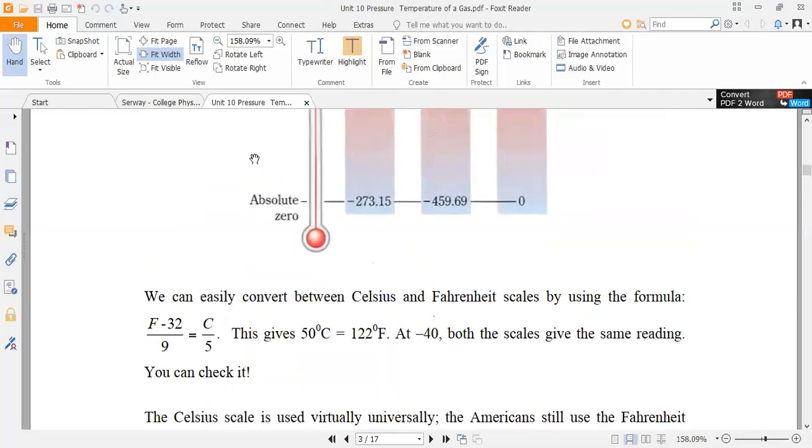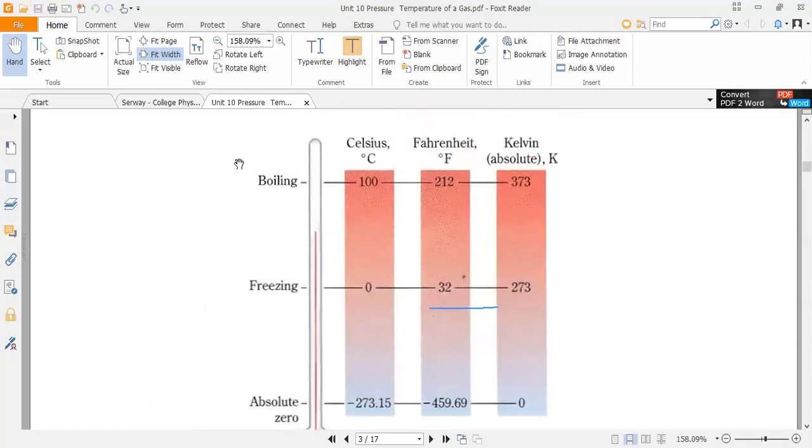Have you ever heard of the word Fahrenheit? No, I have never heard of it. Yes, so this is the word Fahrenheit, which you see here. Now, let me just draw your attention to this diagram that you see on top here.